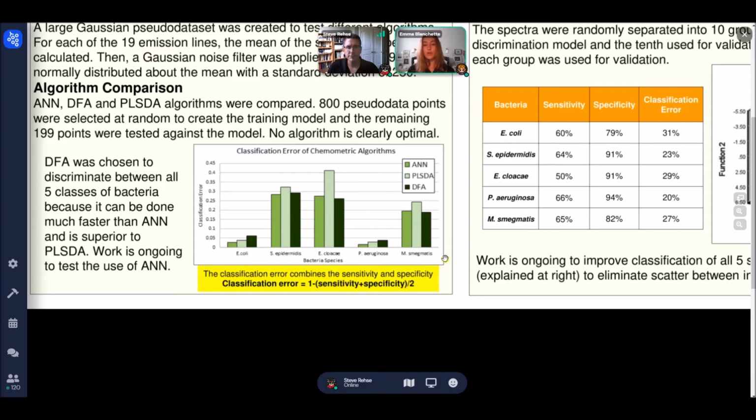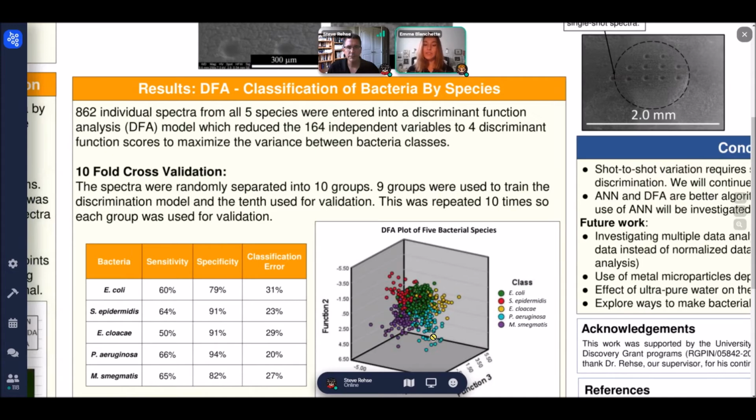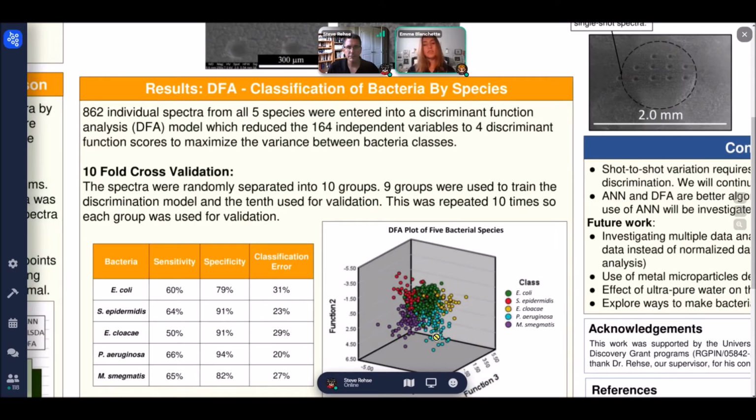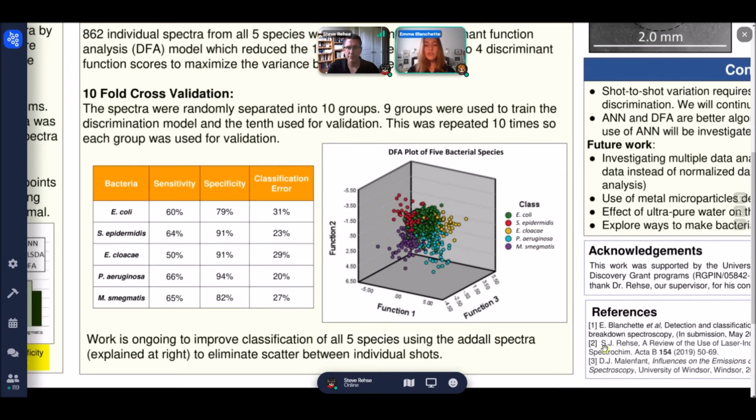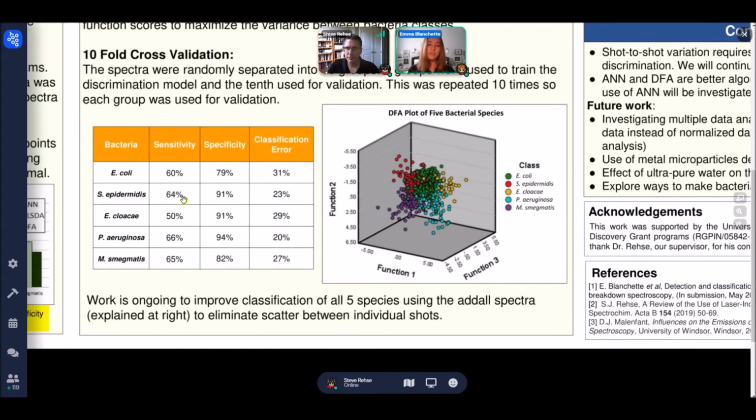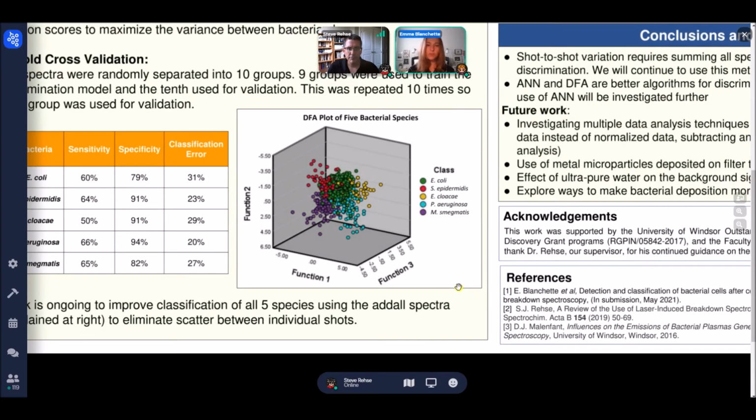So now moving over to our results for the actual DFA classification of bacteria by species. This box basically just details our method of how we run this analysis and our results, which are shown in the bottom table. You can see that our sensitivity is quite low, but our specificity is quite high for classification between species. As well, the 3D plot that sits to the right shows pretty good separation between groups.